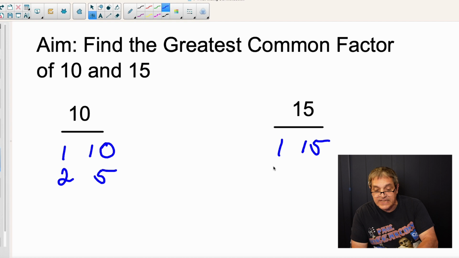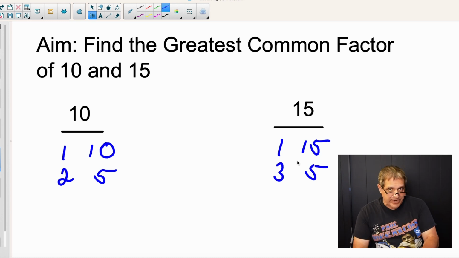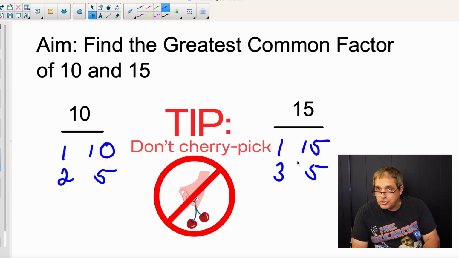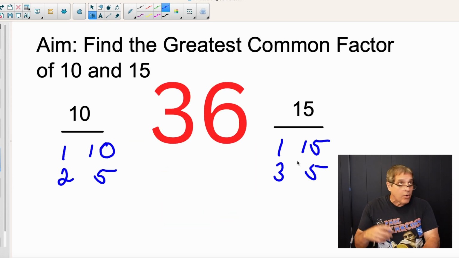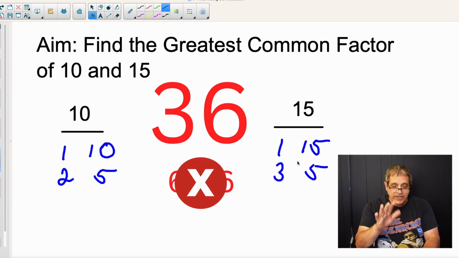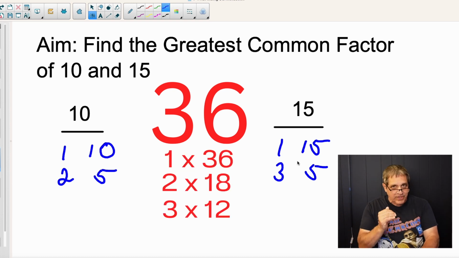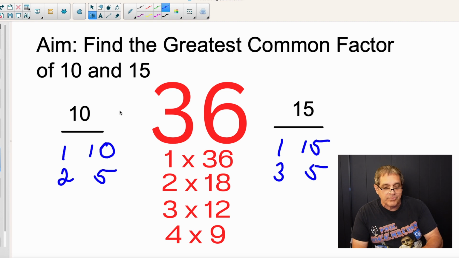15, 1 and 15. Does 2 go into 15? No. Does 3? Yes. 3 times 5. The missing number is 4. Will 4 go into 15? No. So we know that we've covered them all. This is one of the most important things when you're doing greatest common factor: don't cherry pick. In other words, if you get a number like 36 and you say, oh yes, 6 times 6, don't do that. Start with 1, go to 2, go to 3, go to 4, make sure you cover them all.